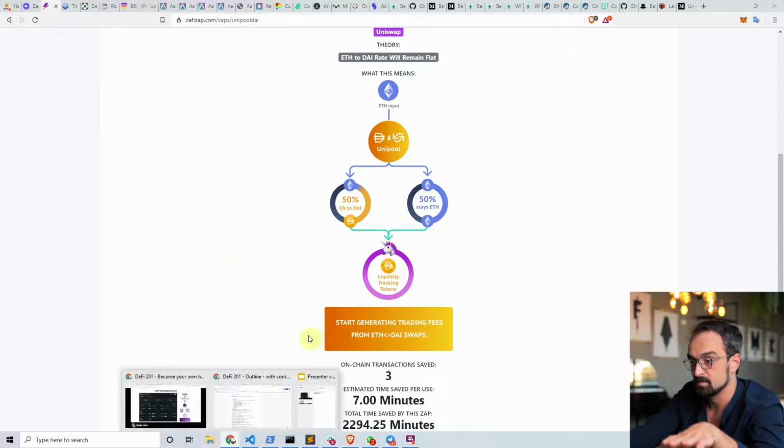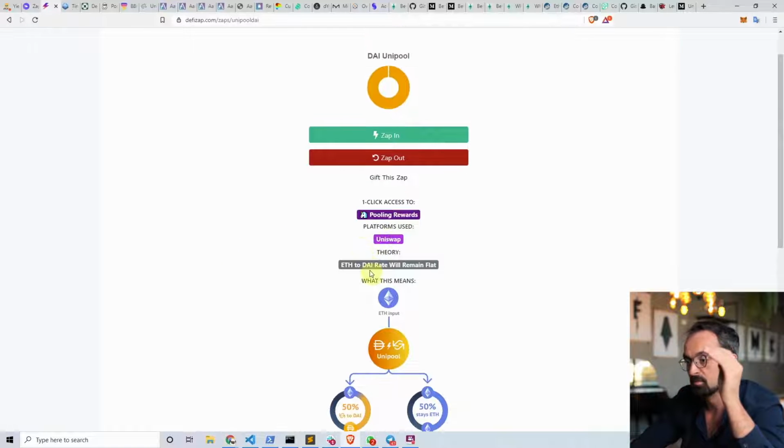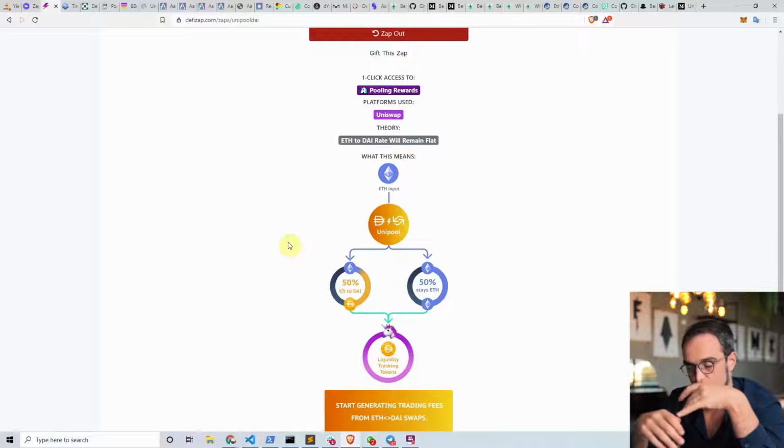What that means is that I input in this case ETH, but I can also say I want to input DAI or another token, and it automatically sells that ETH or whatever token and injects it in the correct two tokens that are needed to provide liquidity to that certain pool that I want to invest in.